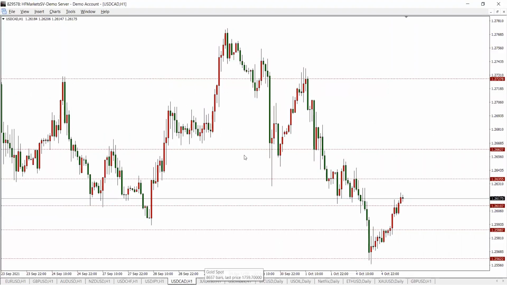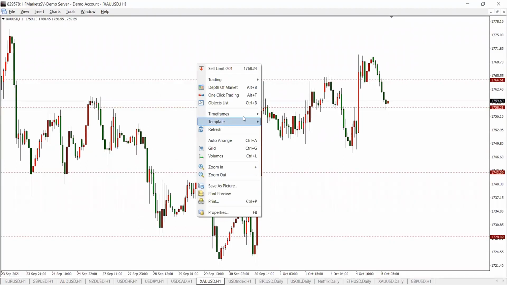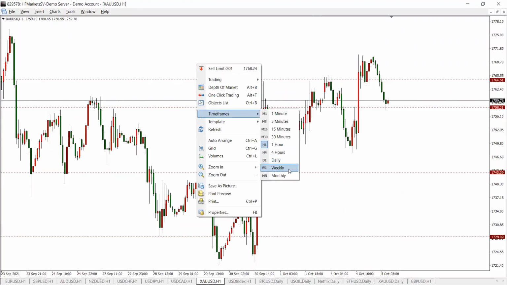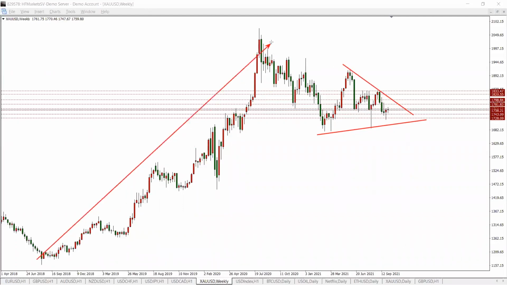And then finally, we have the gold, the shiny metal. And of course, this gold is also looking rather ranging. It's ranging, and then if you check the higher time frames, you check the weekly time frame as an example. On the weekly time frame, look at what we have. We have this area here that seems to be acting as a form of triangle, a wedge, right? And this is coming, of course, after a big bullish move from 2018. So what we have over here, the best thing to do is to wait for a breakout.